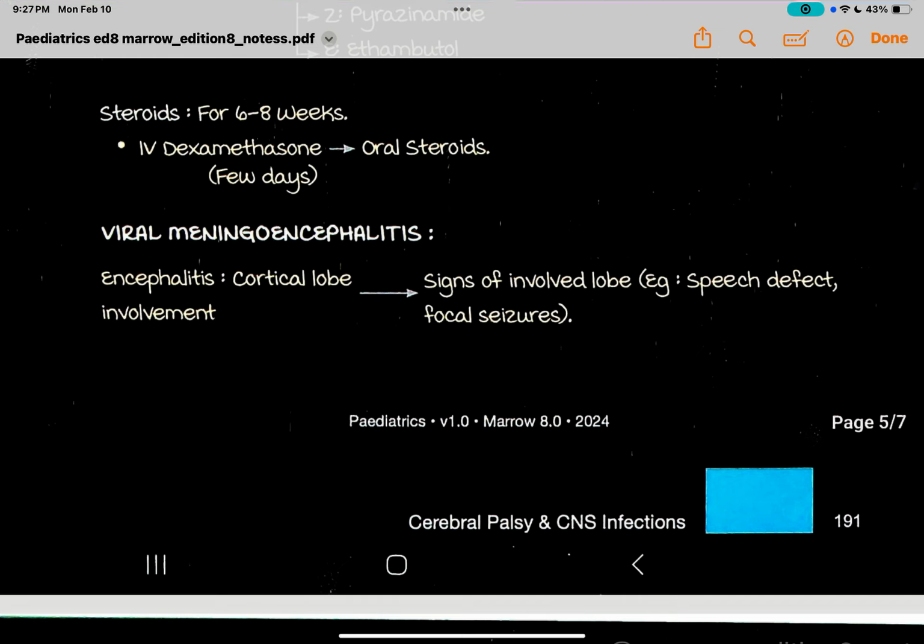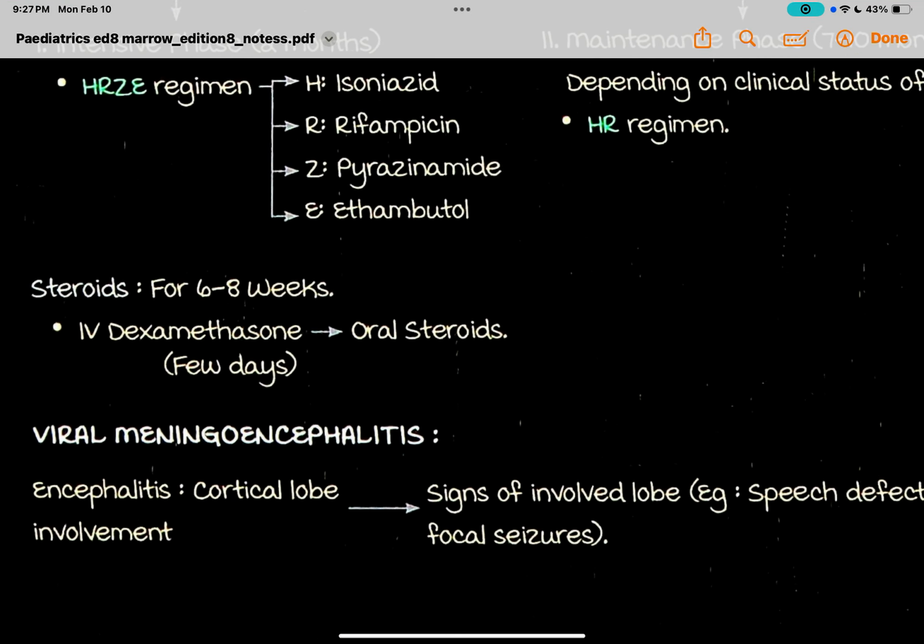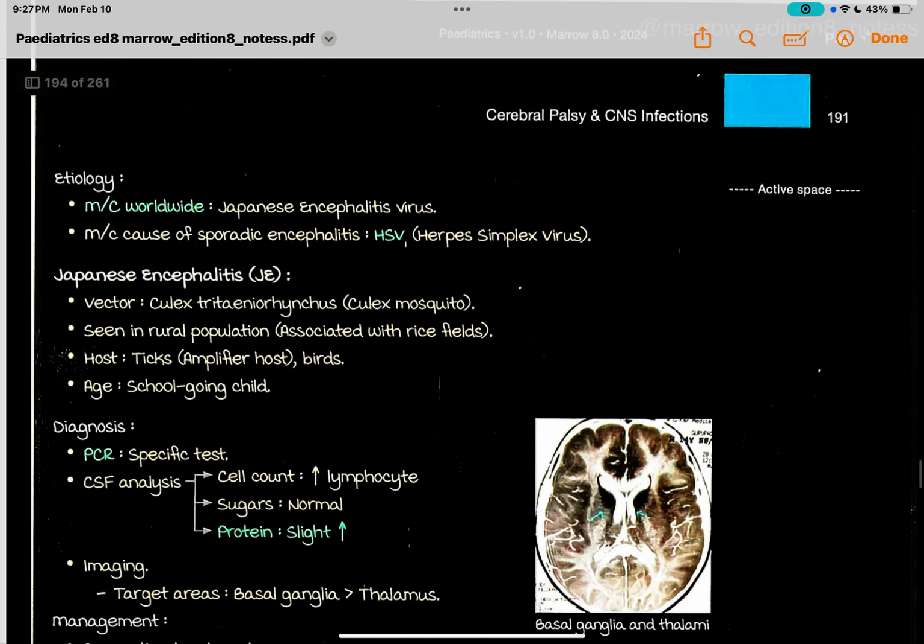Viral meningoencephalitis. Encephalitis involves the cortical lobe, so you will have signs of the involved lobe, for example speech defects and focal seizures.